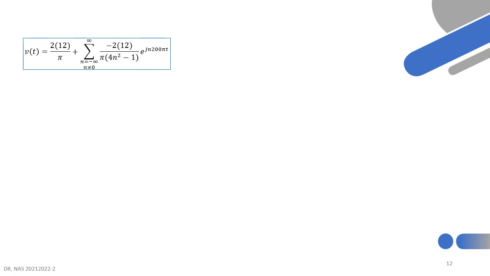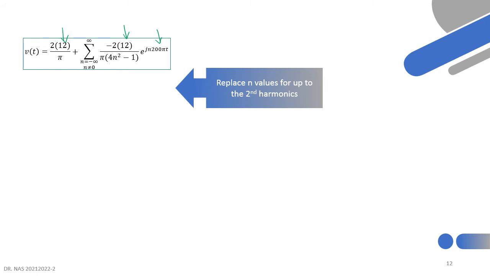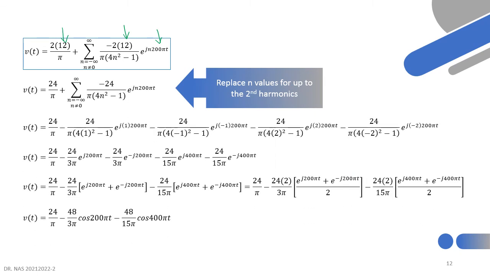Okay, once you have the general equation, when you have replaced all the x0 and omega values, so this is your omega value and this is your x0 value. Next you need to replace n values for up to the second harmonics. So you expand the equation by including the n values. So this is when n equal to 1, this is n equal to minus 1, and this is for n equal to 2, and last one n equal to minus 2.